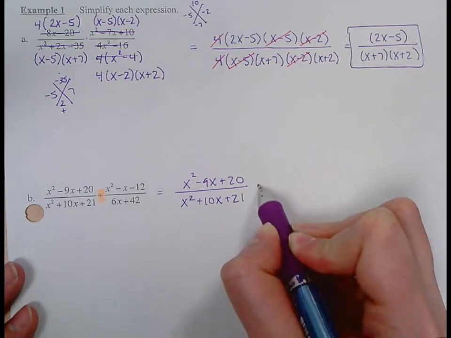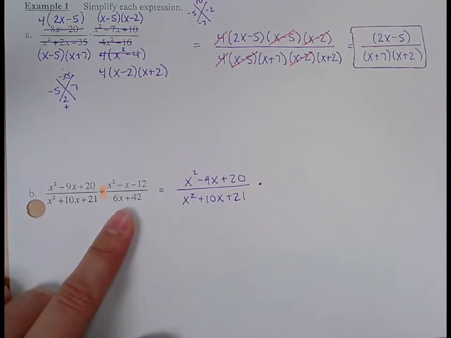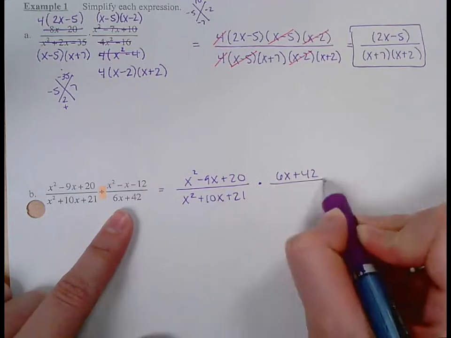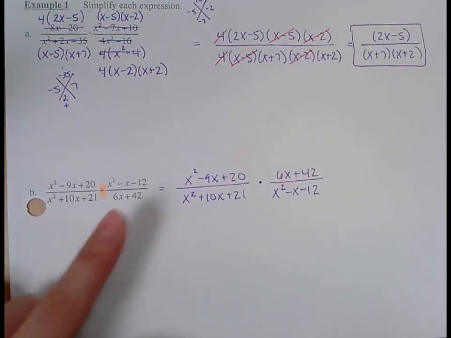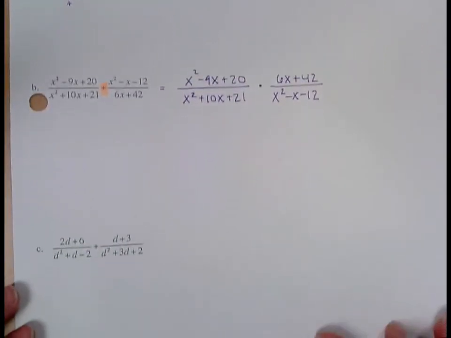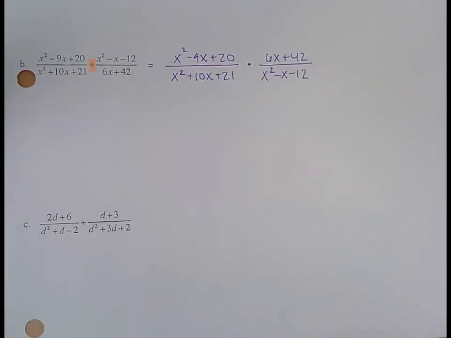But then I'd change the division to multiplication, and I take the reciprocal of the second fraction, so it's now 6x plus 42 on top over x squared minus x minus 12 on the bottom. I'm going to move this up here. And now that we've written it as multiplication, we work through it just like we did part A. So we need to factor everything as much as we can.